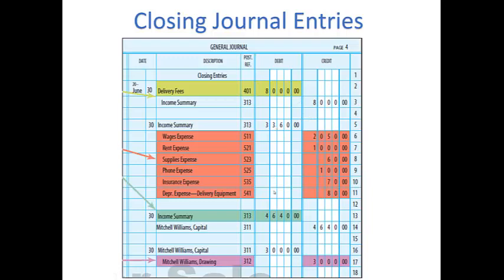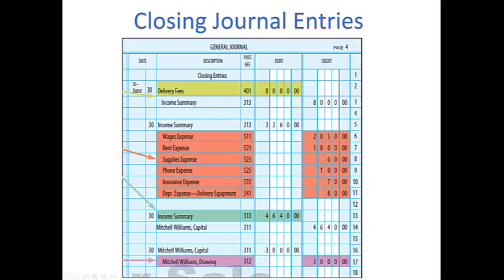And we're going to take that and close it to capital. Since our revenues exceeded our expenses, we know we've got a net income, which increases our capital. And to increase capital, we credit it. And then we debit income summary. So if we had a credit of $46.40 in income summary, and now we debit it for that amount, income summary's closed out. So that was a really temporary account. We opened it in step 1 and closed it in step 3.